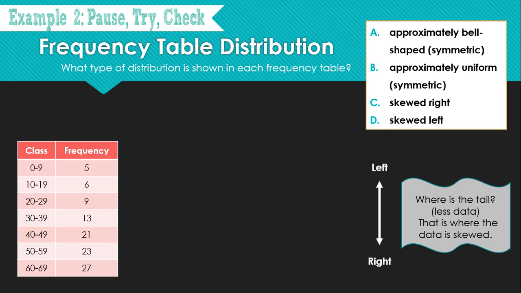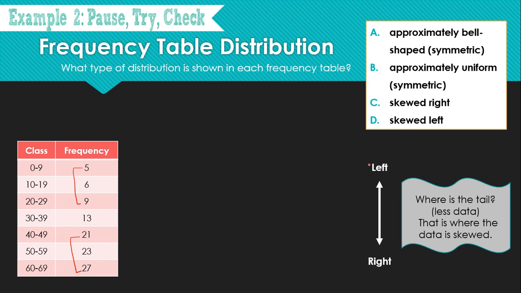Okay, so let's look at some more examples. We're going to do 3 examples, same process. If you would like to pause and try and check, feel free to do so. We're going to do one at a time. So here's my first frequency table distribution. Now I've reminded you that if it's towards the front, that's the left side of the graph, and if it's towards the bottom, it's the right side. So if we look here, these values here are much smaller than they are here.